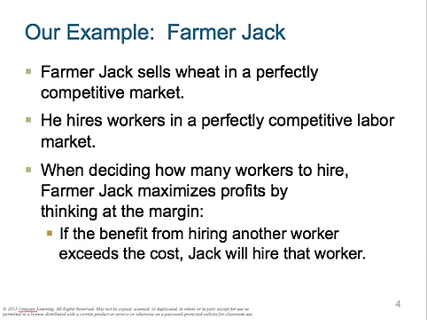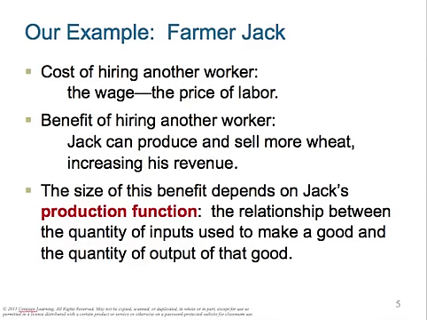That's one of our principles from chapter 1. If the benefit from hiring another worker exceeds the cost, Jack will hire that worker. In other words, he gains more benefit than cost by hiring another worker. He's thinking at the margin. He's going to do it. Now, the cost of hiring another worker is the wage, which is the price of labor. So what they have to pay that worker. The benefit of hiring another worker: Jack can produce and sell more wheat and increase his revenue. So he has more output by hiring one more unit of labor.